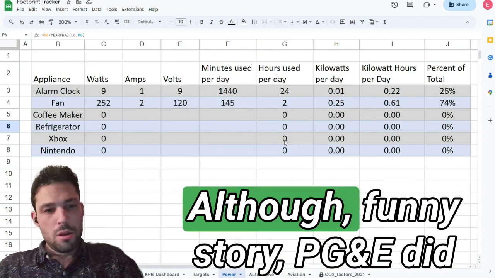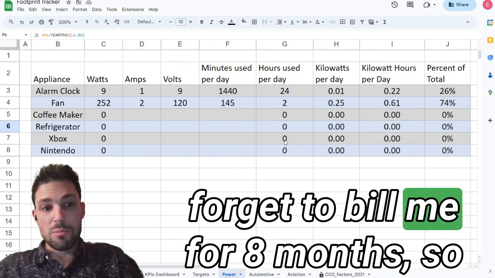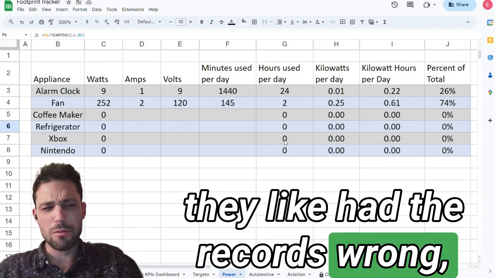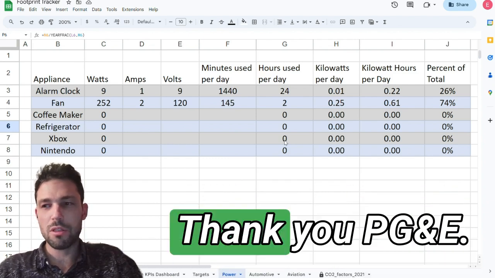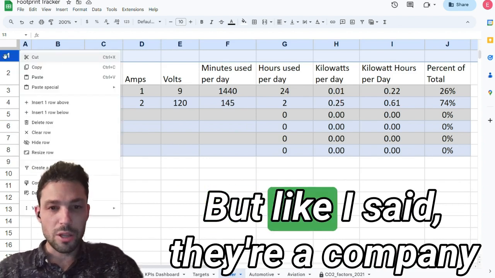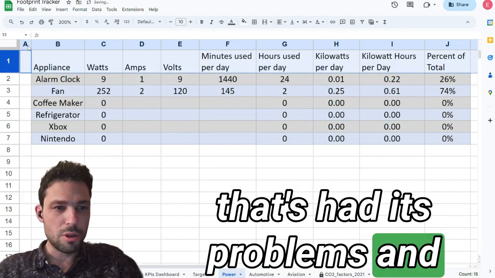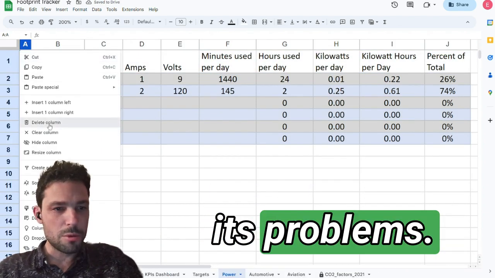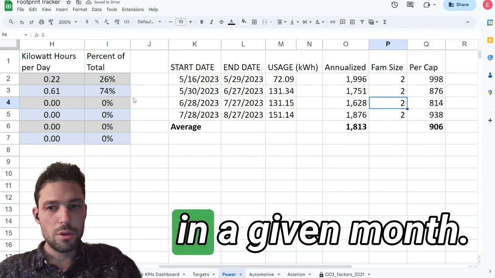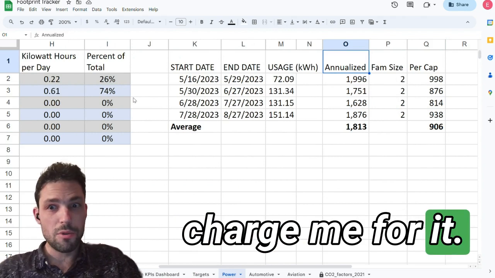Why they wouldn't be. Although, funny story, PG&E did forget to bill me for 8 months, so that was nice. I moved in and they had the records wrong. It's a bunch of free electricity. Thank you, PG&E. They never came back after me for it either, which is pretty cool. But like I said, they're a company that's had their problems and continues to have their problems. But I think they probably know better than I do the power I used in a month, since they charged me for it.